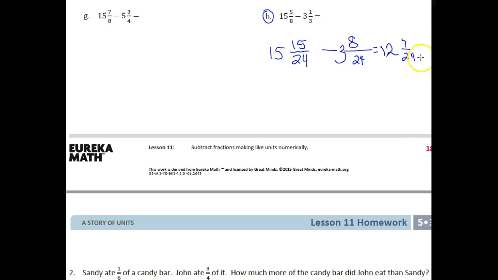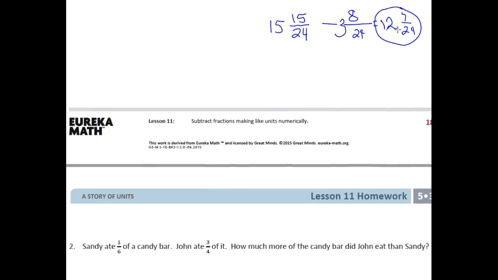7 24ths. 7's a prime, so I can't reduce that, and 7 doesn't fit into 24. So that has to be our answer then. 12 and 7/24. Let's go to our word problem.